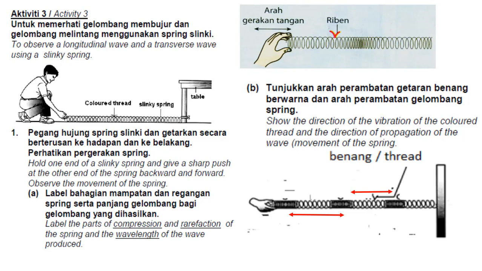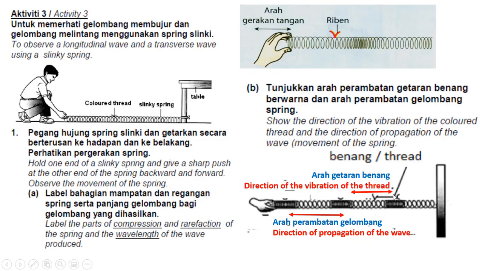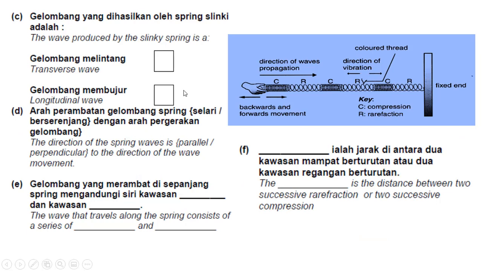Okay, as a conclusion, we have Activity 3, to observe a longitudinal wave and a transverse wave using a Slinky spring. So the first one, we move the spring back and forth. This is the direction of propagation of the wave, and this is the direction of vibration of the thread. So both have the same direction. So we say that they are parallel to each other. So this is what we call a longitudinal wave. The direction of vibration of the spring is parallel to the direction of the wave movement.